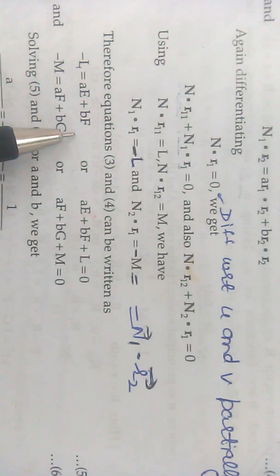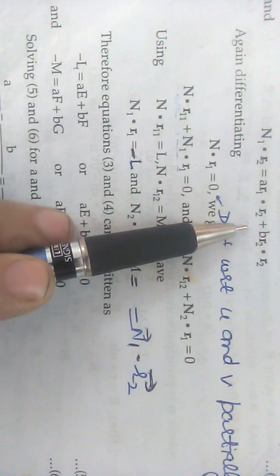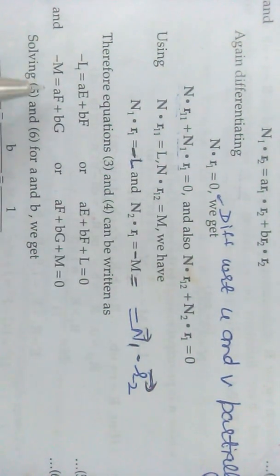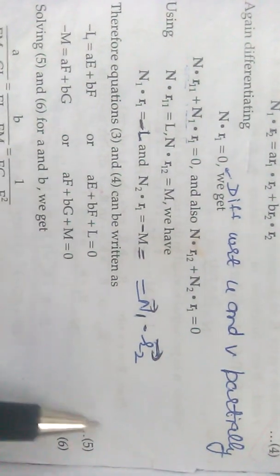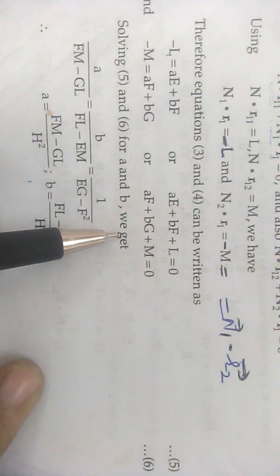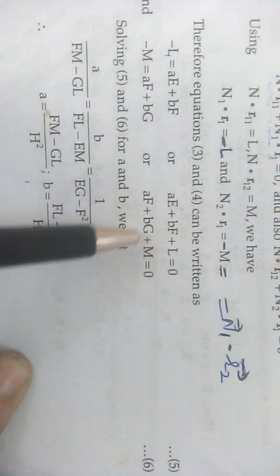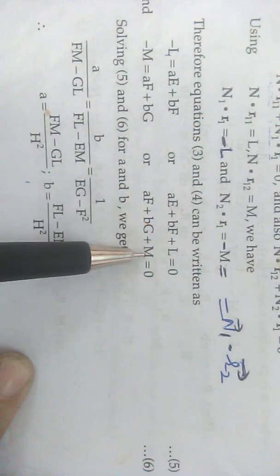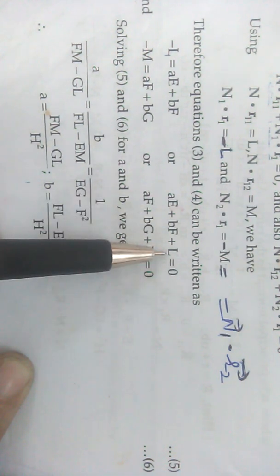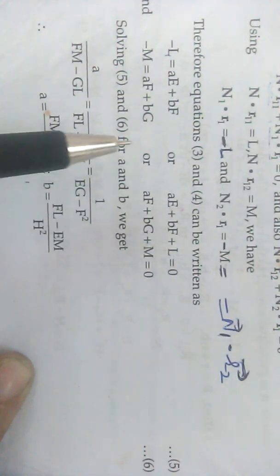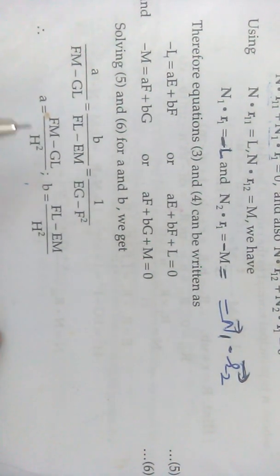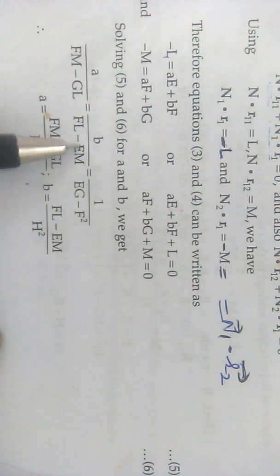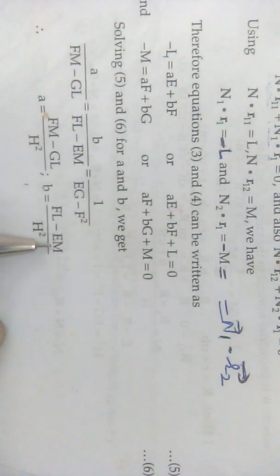In the same way, equation 4 gives us minus M, r1 dot r2 is F, r2 dot r2 is G. So we get minus M is equal to AF plus BG. So we have obtained the two equations which we have denoted by equations 5 and 6. Now we can solve these two equations by using the cross multiplication method. So we get A upon (FM minus GL), then B divided by (FL minus EM), then 1 divided by (EG minus F square). So we get EG minus F square. From the first and third members we get the value of A, which is (FM minus GL) divided by H square, and from the second and third members we get the value of B, which is (FL minus EM) divided by H square. We have obtained the values of the scalars A and B.